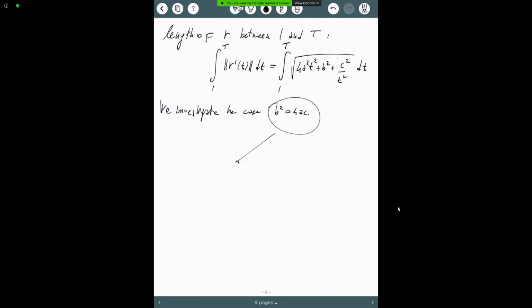in this case, we have that the norm of r prime of t is equal to the square root of 4a squared t squared plus 4ac plus c squared divided by t squared. And now this is something that we can simplify a little bit because this is a square. So we get 2at plus c divided by t squared. And this is just the modulus of 2at plus c divided by t.